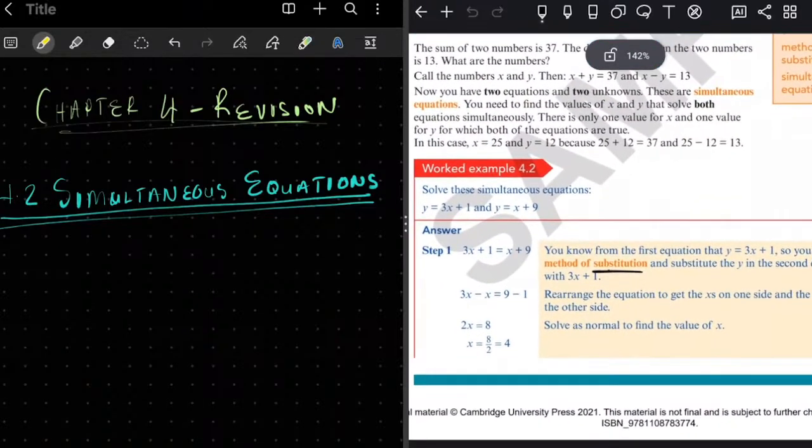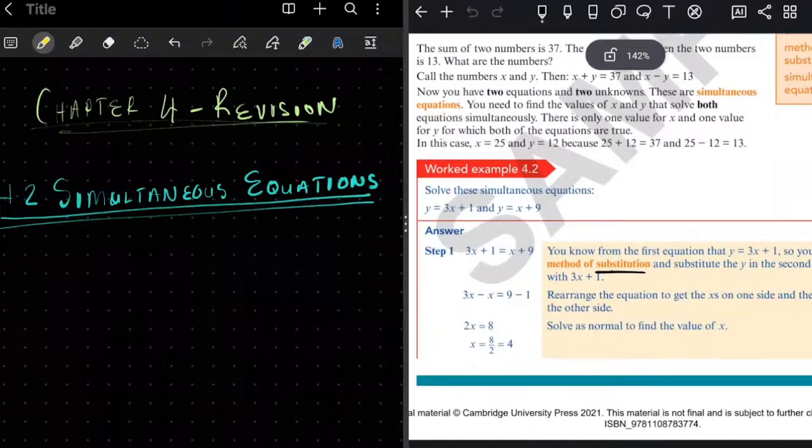Simultaneous equations is when you get two equations, and you're supposed to solve them both. You know what to solve means? To solve means make x the subject. Find what x means. That is what we mean when we say you must solve.